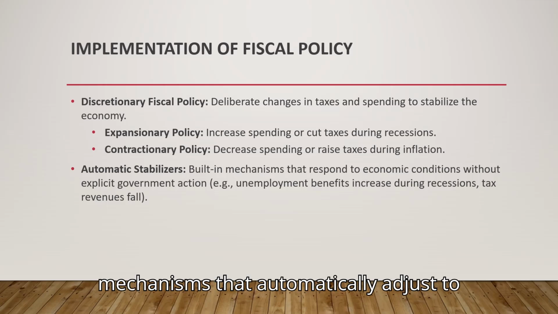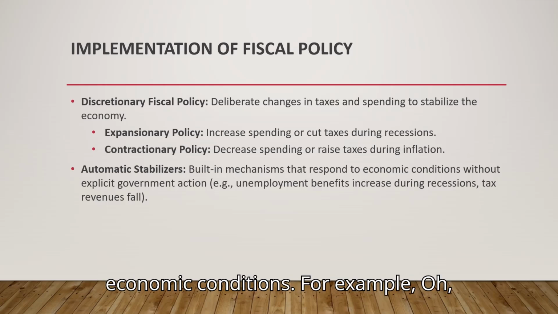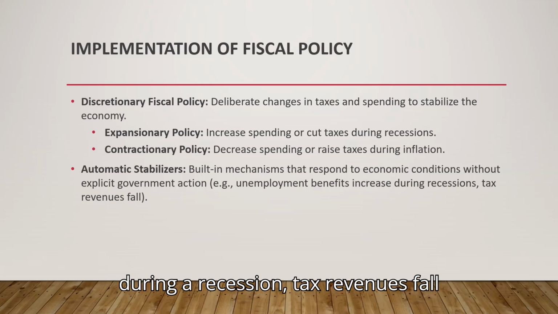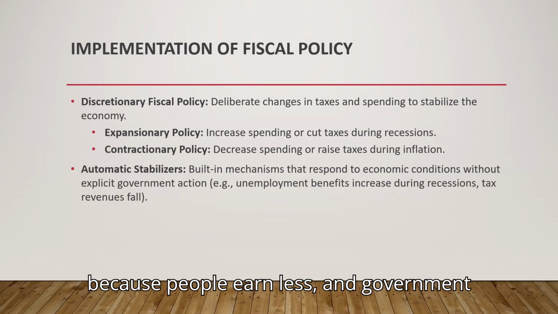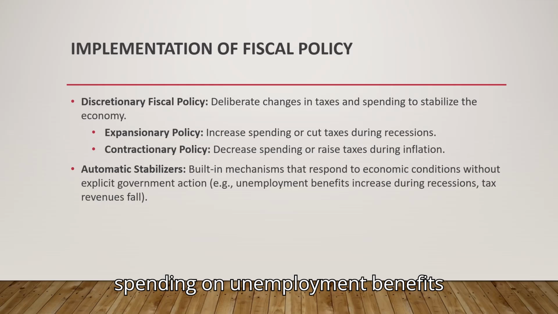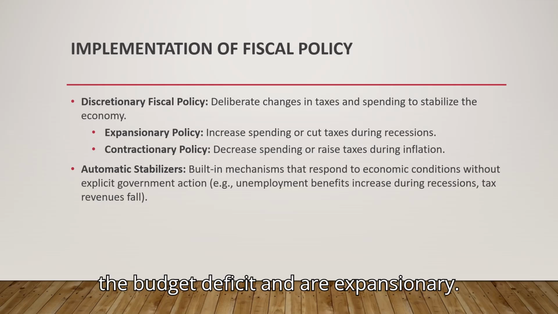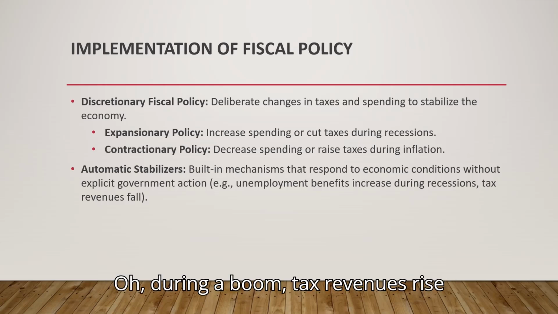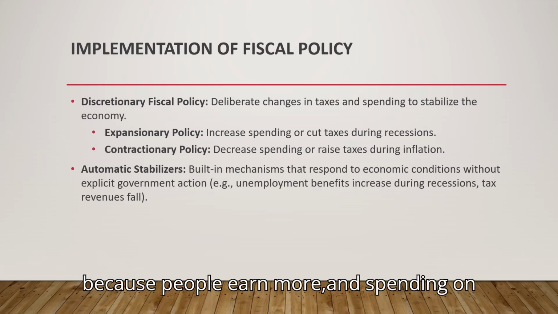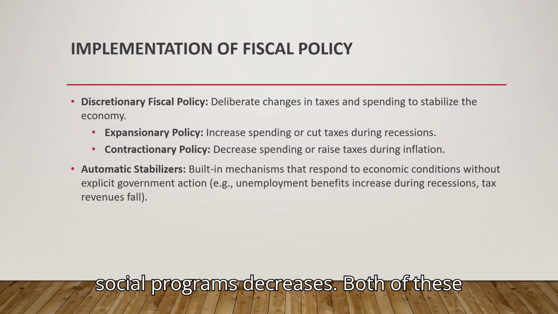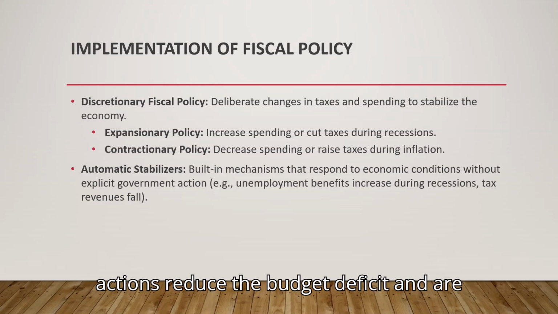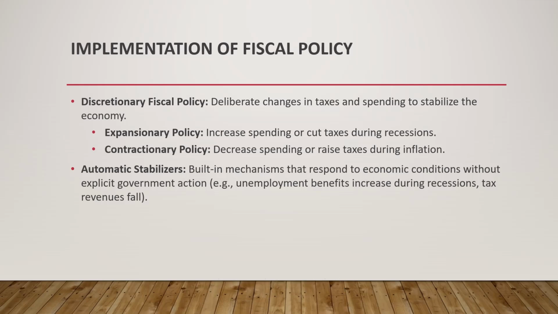These are fiscal mechanisms that automatically adjust to economic conditions. For example, during a recession, tax revenues fall because people earn less, and government spending on unemployment benefits increases. Both of these actions increase the budget deficit and are expansionary. During a boom, tax revenues rise because people earn more, and spending on social programs decreases. Both of these actions reduce the budget deficit and are contractionary.